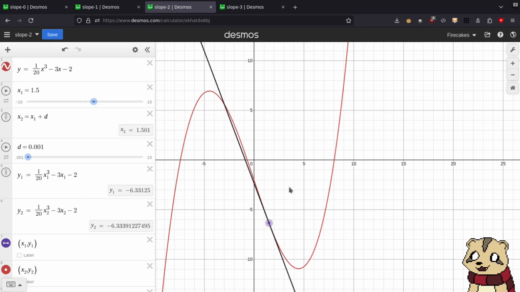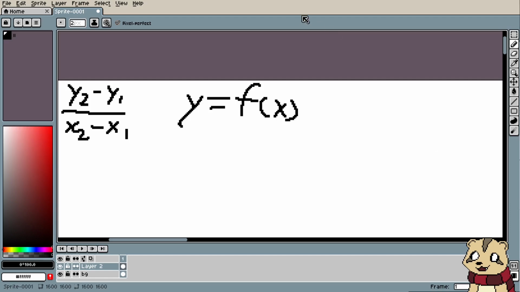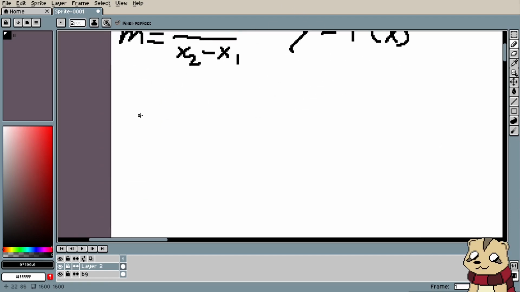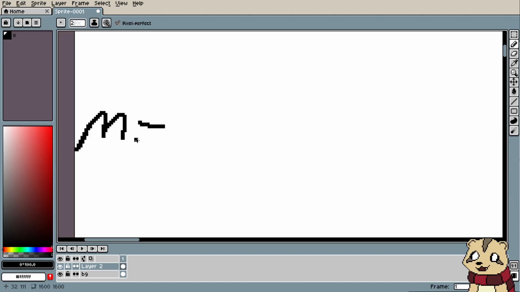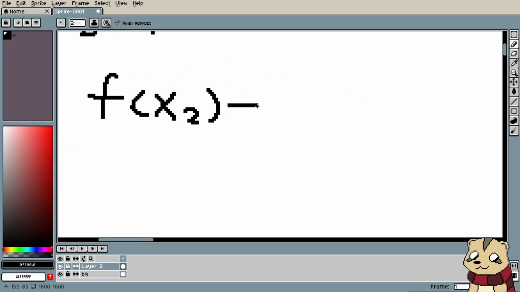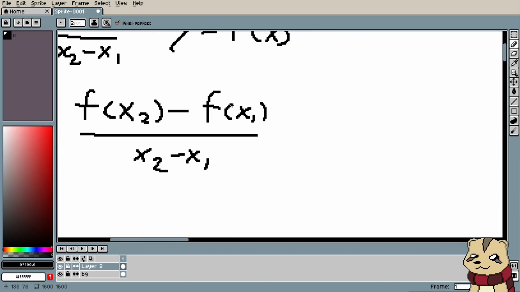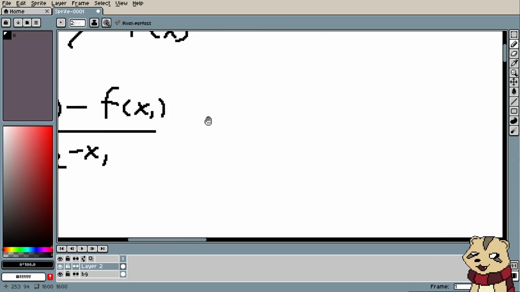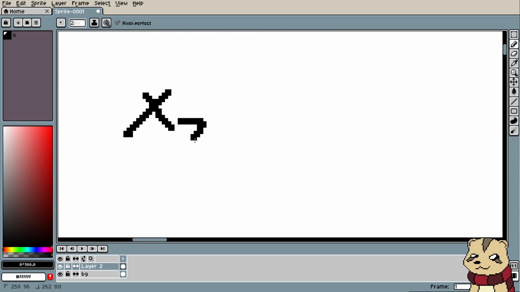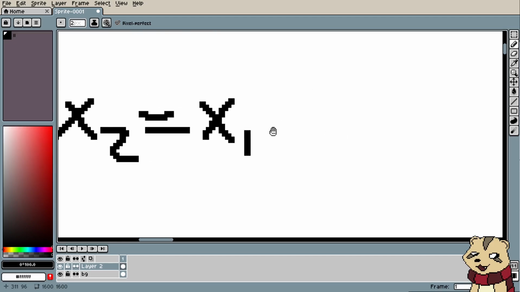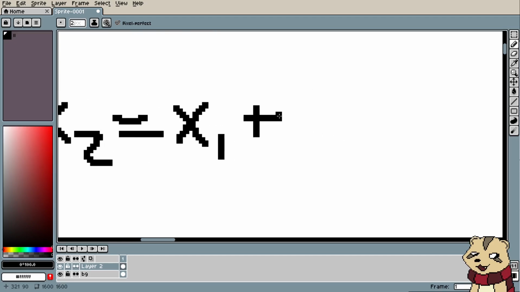It's you plug in some x to get some y value. So it's just an input and output sort of deal. So I'm going to rename it to be like that. So what we have here is m equals f of x2 minus f of x1 over x2 minus x1. And we're going to do that same trick that I showed you where we relate x2 to x1, where x2 is going to be just x1, but with some distance.